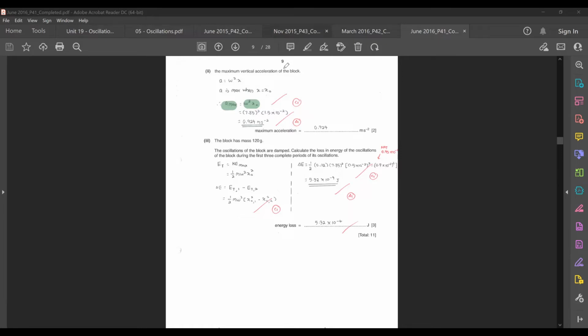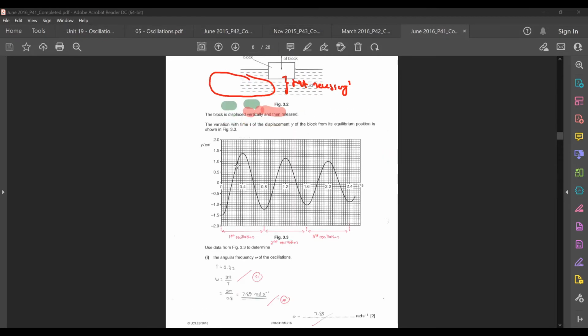Now this one here is just showing you how the thing was derived. You actually don't need to show this. This is not necessary. You can straight away just say a max is omega square x naught. So omega, you already found out from part 1. Just sub the value in, square it, and then multiply with your amplitude. Now your amplitude, you need to use this one. a max is omega square x naught.